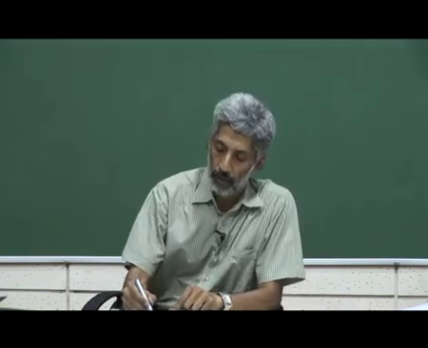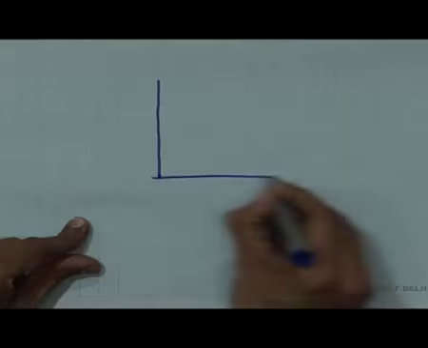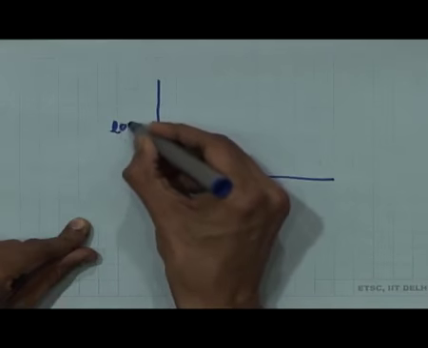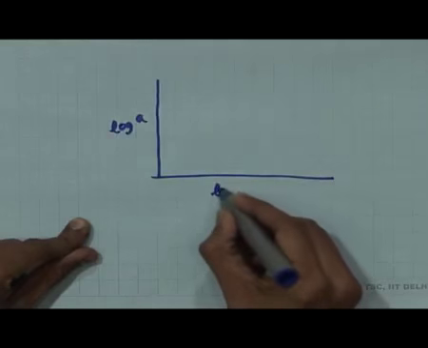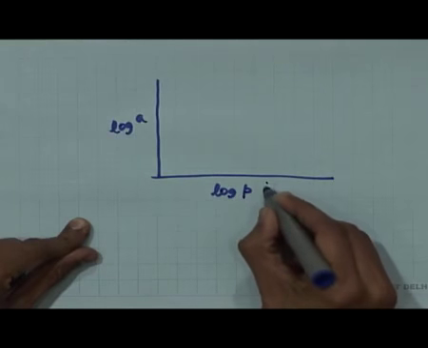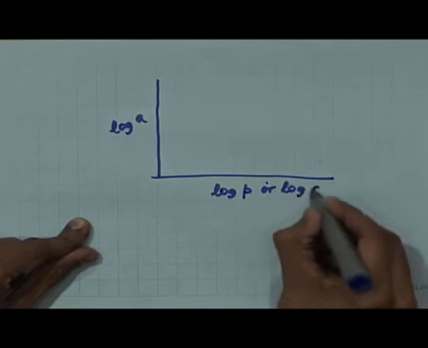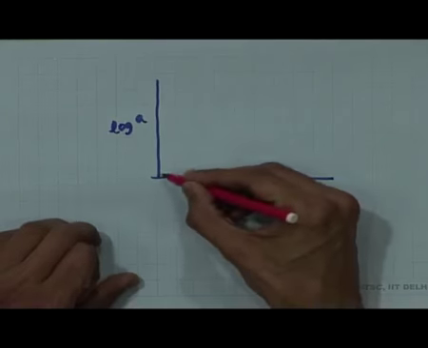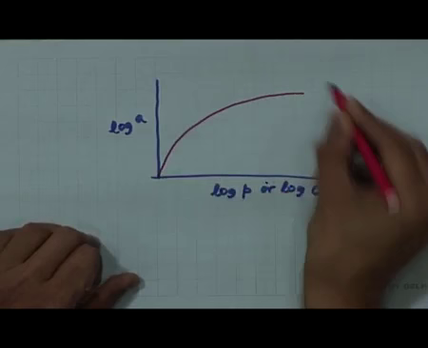So, if I now measured the x over m as a function of temperature. So, I am plotting log A versus log P or log C as the case may be, and I am doing this for different temperatures. So, if I took one temperature, I would get something like this, call this T1.